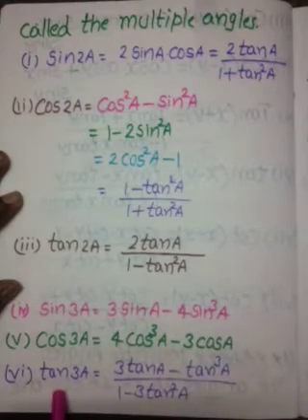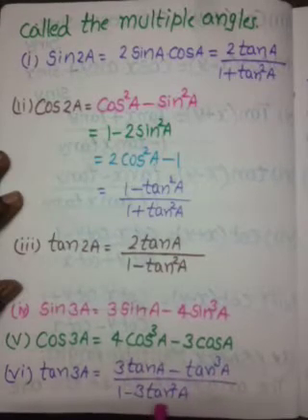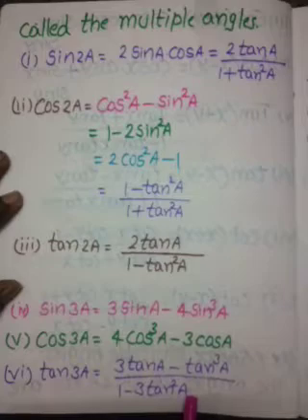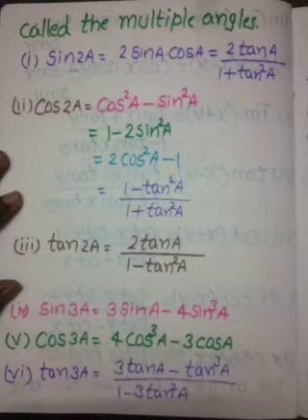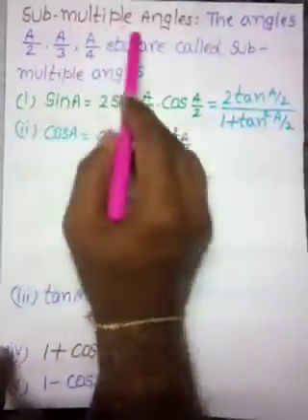Right. Now last, tan 3a is equal to 3 tan a minus tan cube a by 1 minus 3 tan square a. Remember all these formulas well, my dear children. Okay, right. Now come to this point, submultiple angles.